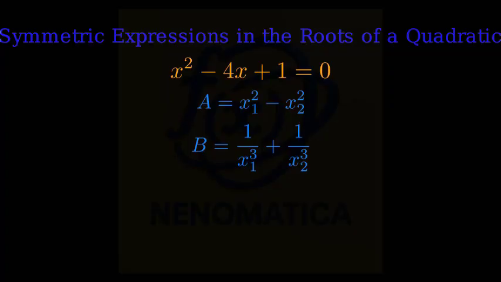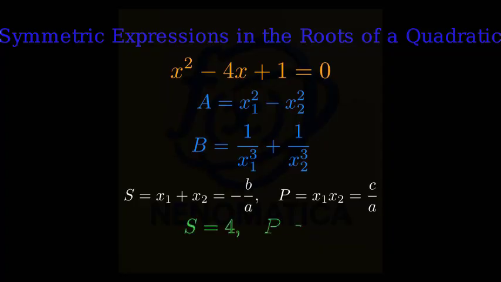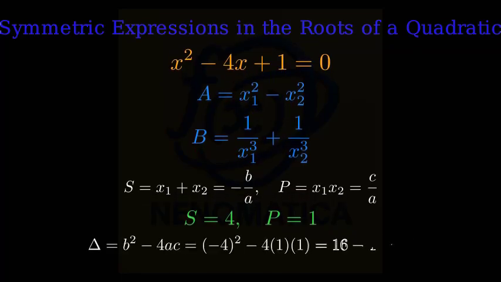First, recall Vieta's relations for ax squared plus bx plus c equals 0. The sum of roots, s, equals negative b over a. The product of roots, p, equals c over a. For our equation, a equals 1, b equals negative 4, and c equals 1. So s equals 4, and p equals 1. We also need the discriminant delta, which is b squared minus 4ac. That equals 16 minus 4, which is 12.